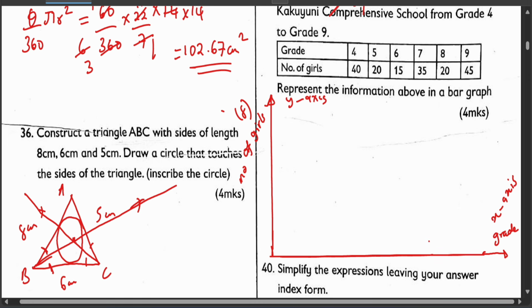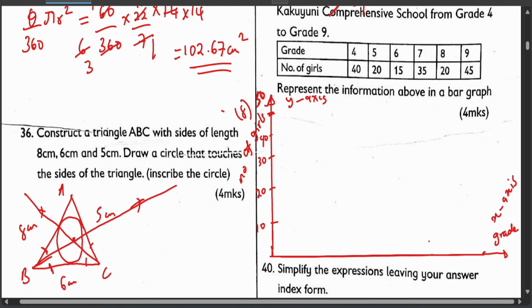The number of girls you have been told is 40, 20, 15. So let's say there is 10. Okay, there is 20 here. In between it is maybe 15. There is 30, there is 40, and there is 50 here. Now here is 50. Don't confuse it, I wrote it above but here is 50.